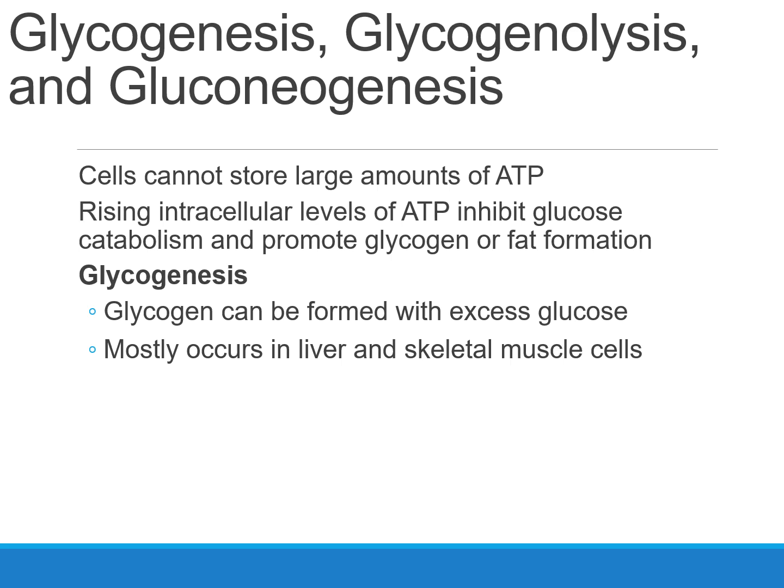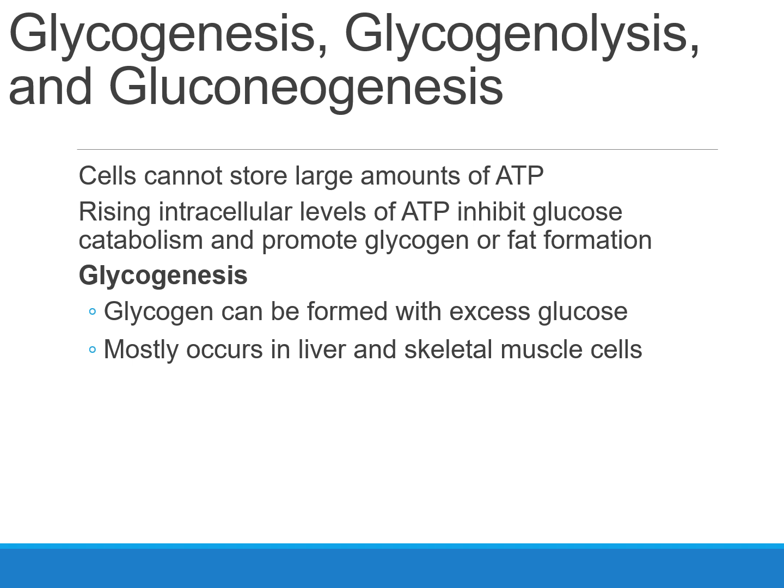Let's talk about some other terminology. Glycogenesis, glycogenolysis, and gluconeogenesis. Some big funny words that we're going to break apart and learn. So cells, as we already know, cannot store large amounts of ATP. Rising intracellular levels of ATP inhibit glucose catabolism and promote the formation of glycogen, which is the storage form of glucose in our liver cells and our fat, or if we have too much, our friend fat formation.